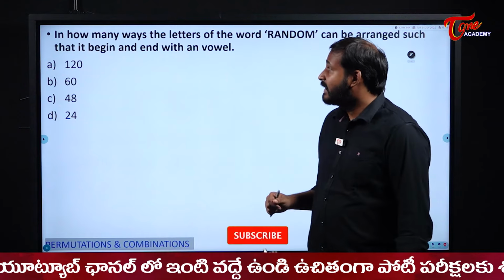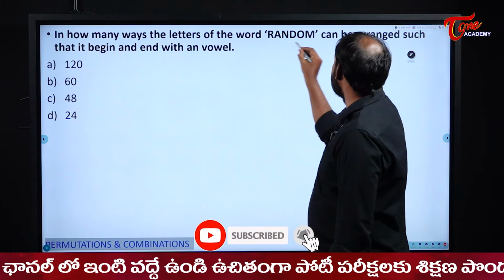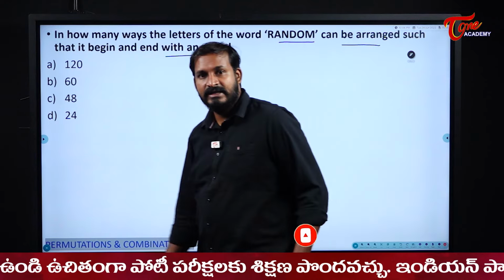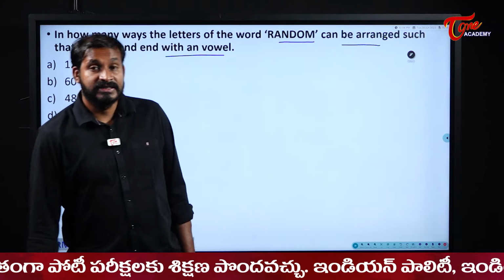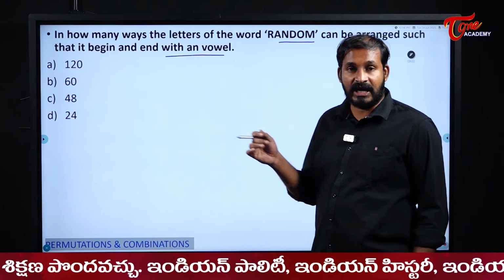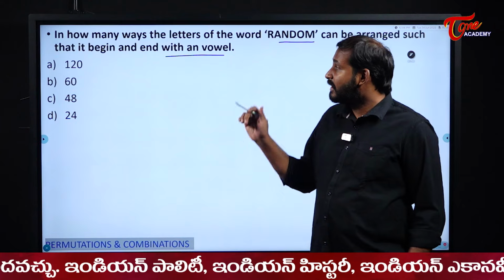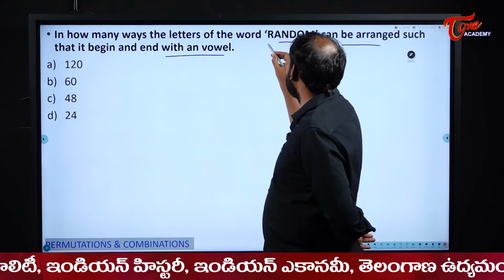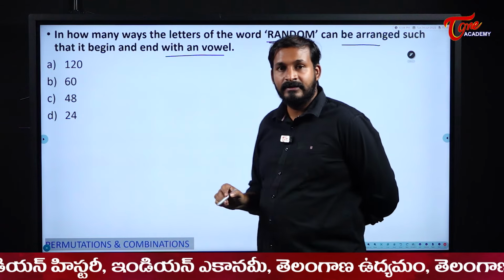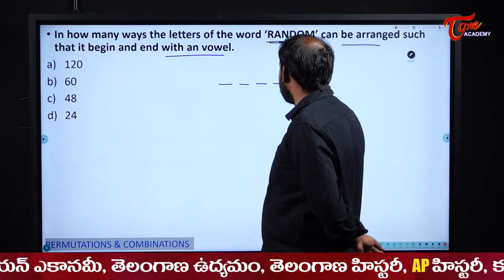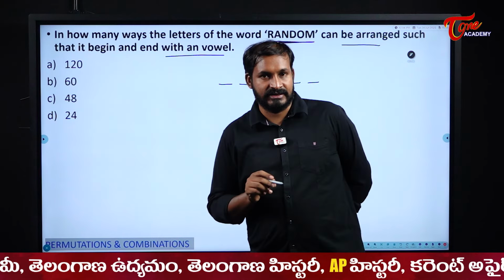See here students, in how many ways can the letters of the word RANDOM be arranged such that it begins and ends with a vowel? In our last video, we discussed problems where it should always start with something. Now here it is saying that it should begin and end with a vowel. So total how many letters are there in RANDOM? 1, 2, 3, 4, 5 and 6. We have 6 letters.